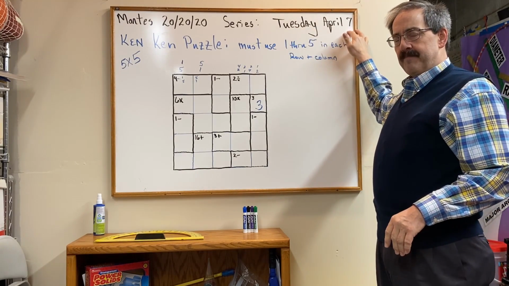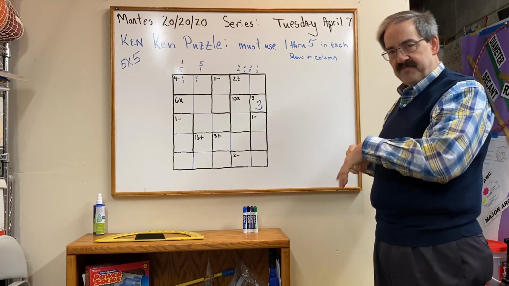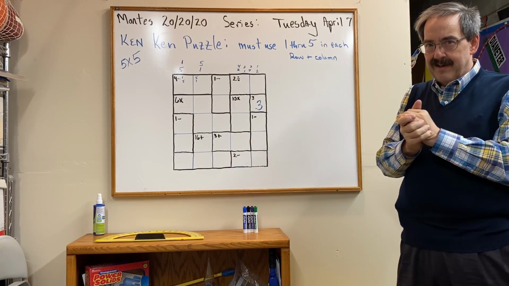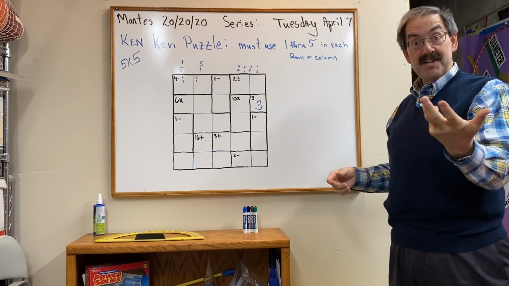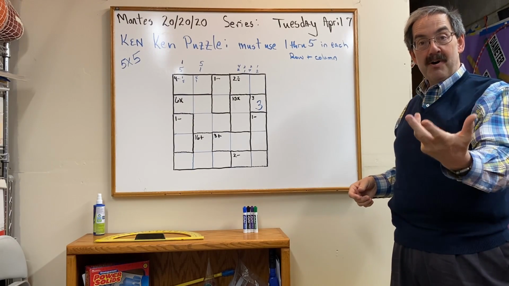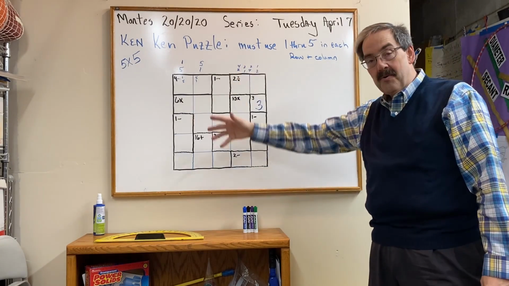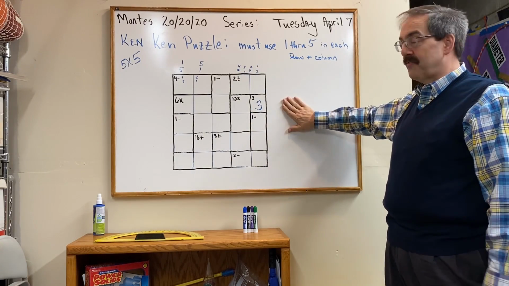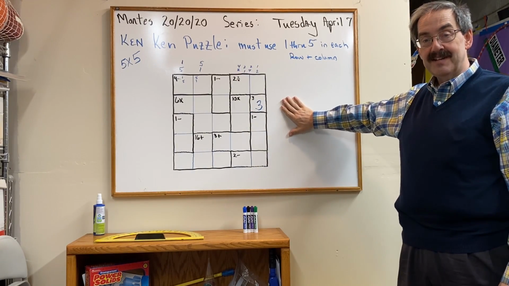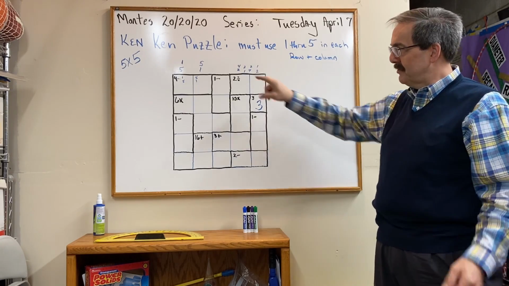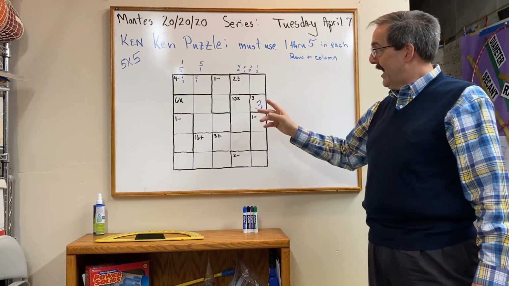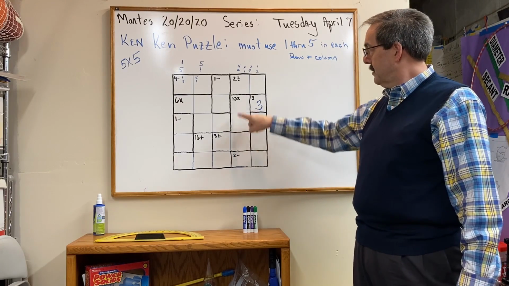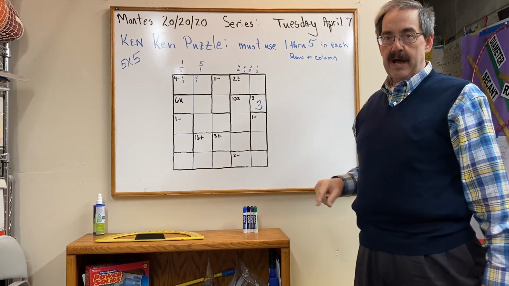Tuesday, April 7th. Now, I'm making this video right afterwards, but I'm not posting it until Wednesday. Half a dozen of you actually responded and sent me photos, or emailed me back that you were able to finish the Ken puzzle. This was a little harder than last week's. It was a 5x5, and it included add, subtract, multiply, and divide.